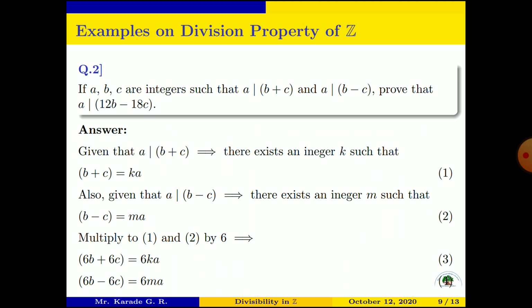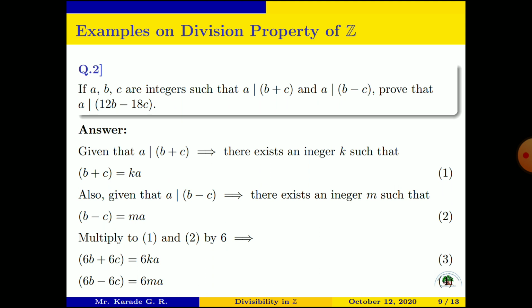Now let us take example number 2. If a, b, c are integers such that a divides b plus c and a divides b minus c, then prove that a divides 12b minus 18c. So it is very simple. The example I have solved here is quite complicated, but there is another method to solve this problem that is very easy, and it will give our answer in not more than 5 steps. Okay, no problem, but we have written the answer in a different way, and that is also correct.